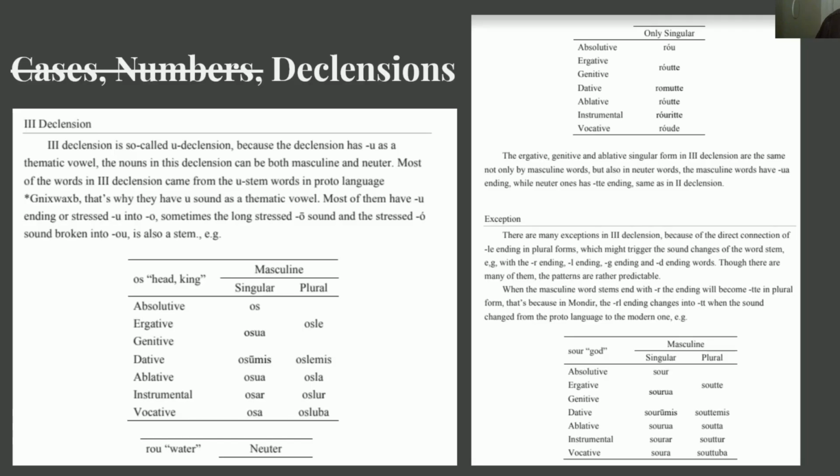Type 3 is the U declension. Because it has U as the thematic vowel, the nouns in this declension can be both masculine and neuter. Most of the words in the third declension come from the U stem words in Gnihuach, and that's why they have the U sound as the thematic vowel. Because of the changes that have happened since Gnihuach, a lot of these words in the U declension don't actually end with U. A lot of them have O or U in them, but can end with a different consonant or something, because of the changes that have happened over time.